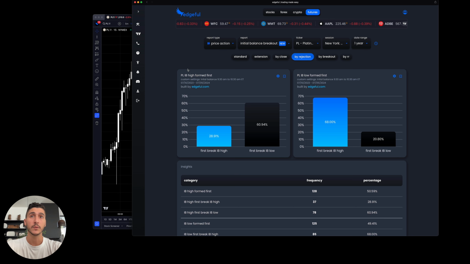So what this looks at is the initial balance, which is just the high and the low of the first hour of trading, and it checks for which side of the initial balance is formed first, then what side will break out after it's formed. So let me explain what that means, and you can see it right on a chart.